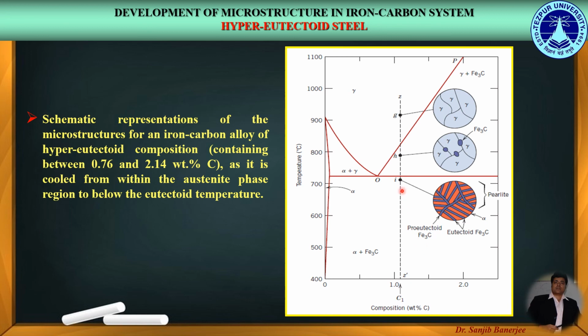Now, after point I, while cooling down further, the amounts of these two phases of ferrite and cementite may vary somewhat as per the lever rule, but the final microstructure will remain the same. So, this explains the development of microstructure in case of hypereutectoid steel composition.